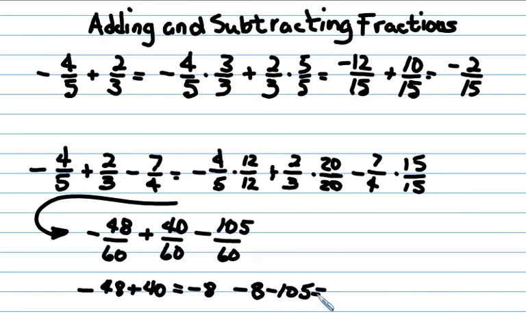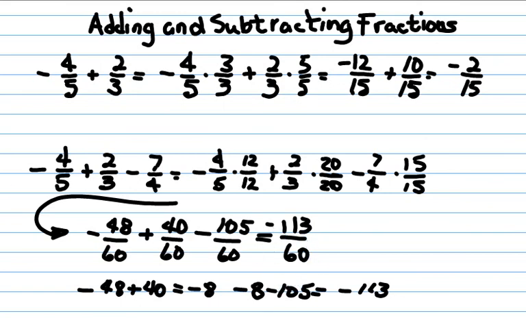Now reminding you of the integer math, if we're adding and subtracting integers and they have the same sign, we add them and then keep the sign. So that should be a negative 113 over 60, correct? And the sign is negative.